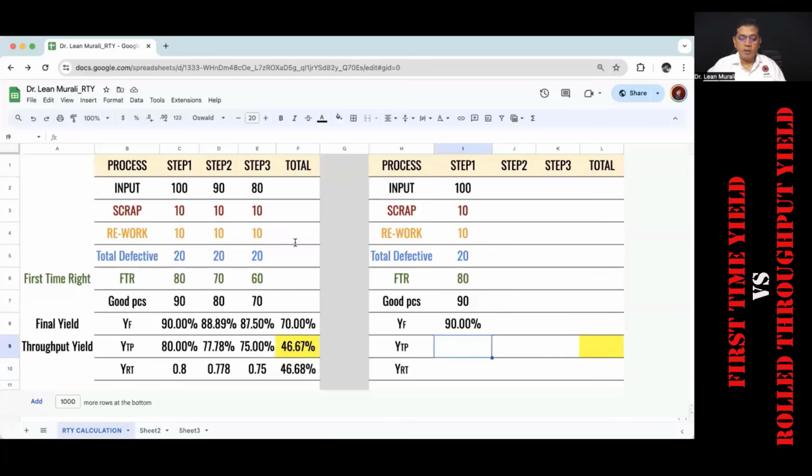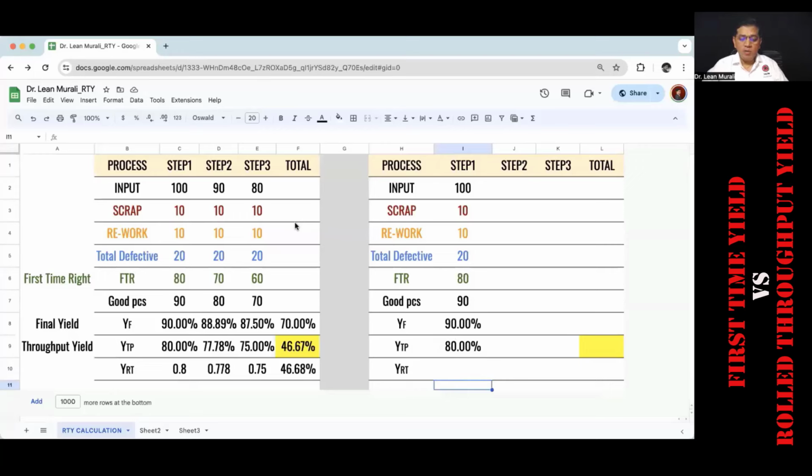And now this is important. The throughput yield is whatever is first time right, divided by 100. Throughput yield is 80%. If this is clear, type super clear in the chat box. Throughput is first time right.